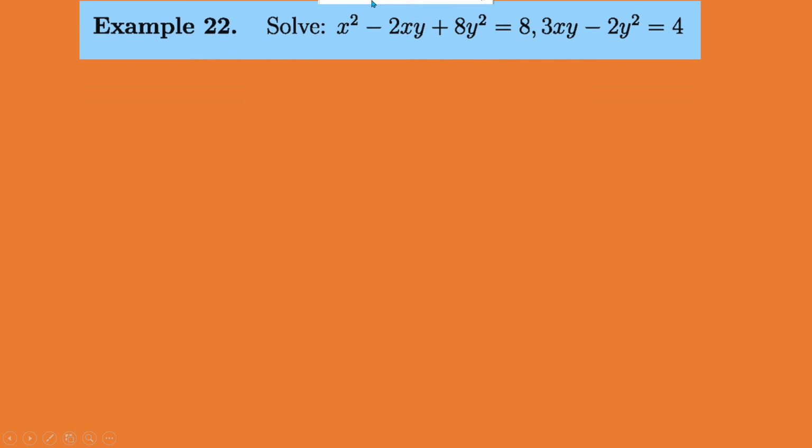Okay, now follow another math, example 22. Solve x square minus 2xy plus 8y square equal to 8, and 3xy minus 2y square equal to 4. I solved number 23 first, because number 23 and number 10 are similar math. Also example 22 and number 12 in your book are the same. Okay, so number 22 I solved later.